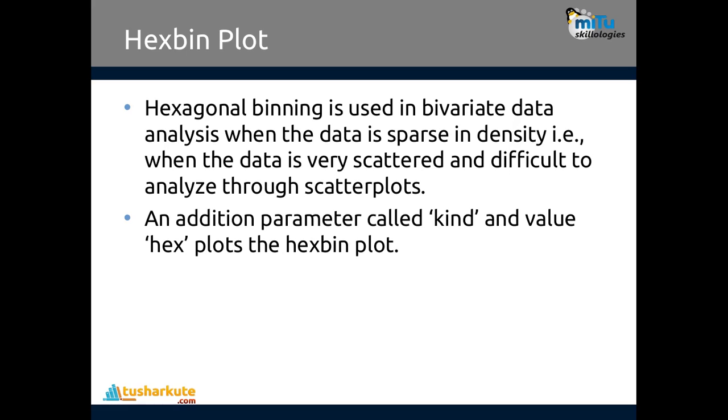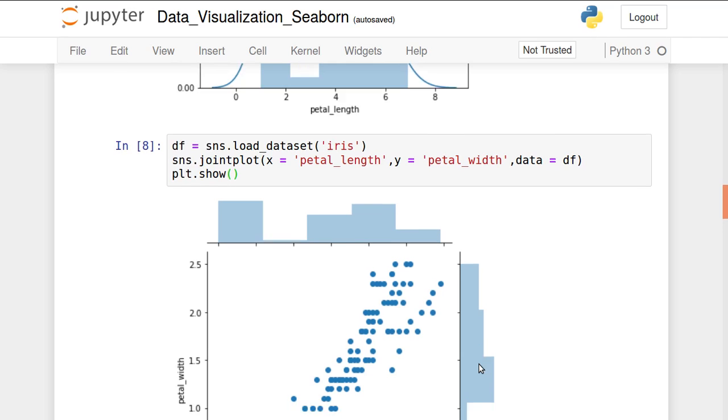Now let's use one more plot which is used for bivariate distributions, called the hexbin plot. Hexagonal binning is used in bivariate data analysis when the data is sparse in density, that is, when the data is very scattered and difficult to analyze through scatter plots. In that case we are going to make use of hexbin plots. In addition, we use the parameter kind with the value hex in the hexbin plots. So let's see how to use this one.